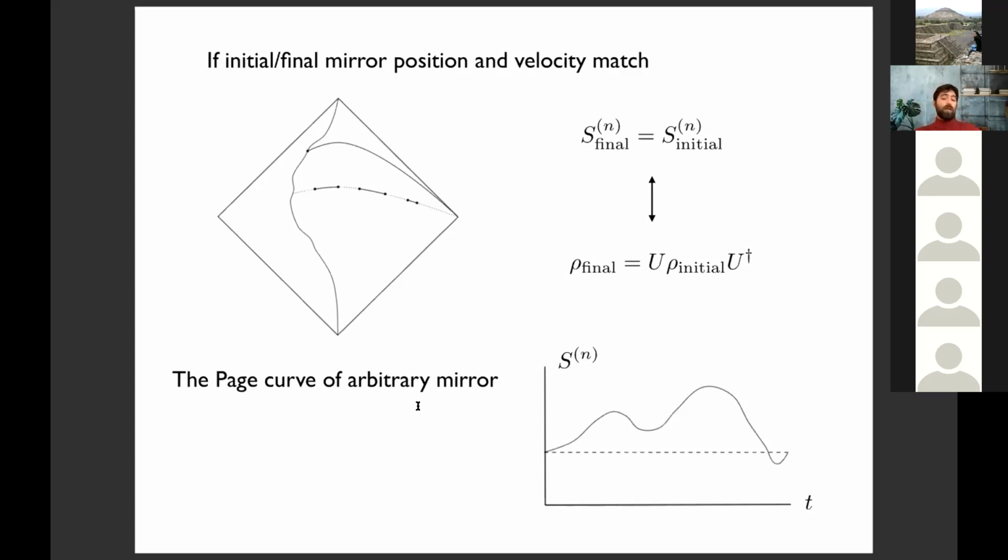And therefore you can calculate the Page curve. You simply follow the entropy as the mirror evolves, and you get something that's going to look like this. So the initial entropies, the Renyi entropies, not just the entanglement entropy, but all the Renyi entropies, will end up at the same value as they started. Now, I just want to point out that the final and initial states can be extremely different.